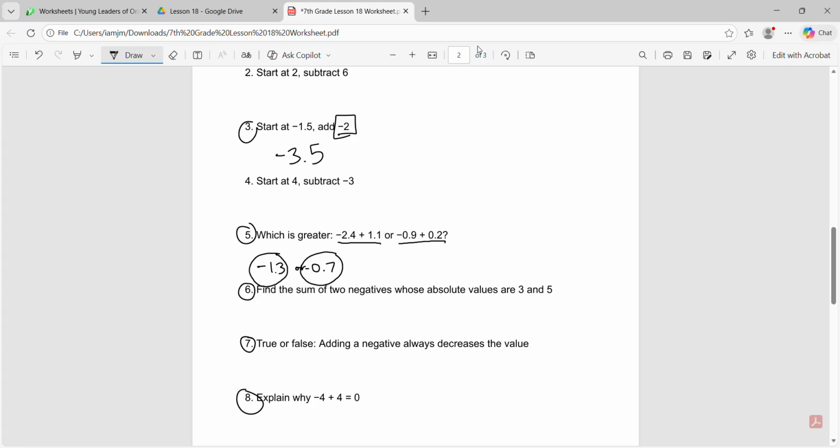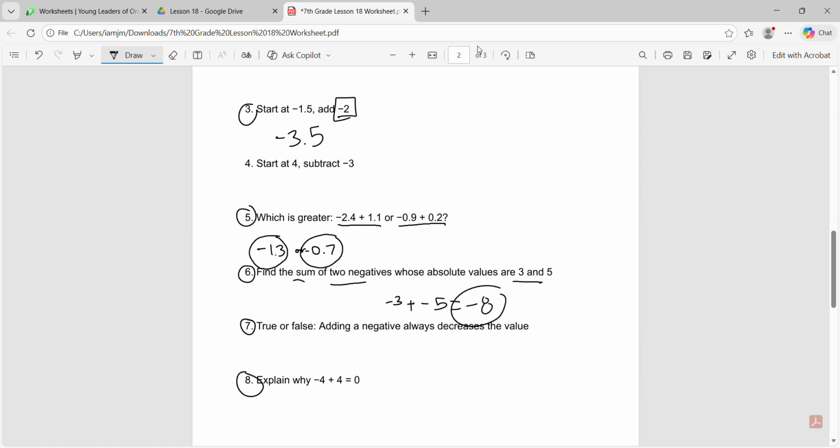Find the sum of two negatives whose absolute values are 3 and 5. So the two negatives have absolute values 3 and 5, so they have to be -3 and -5. The absolute value of -3 is 3, and the absolute value of -5 is 5. They share those absolute values, and it's the sum of two negatives, so it has to be these two numbers, which equals -8.